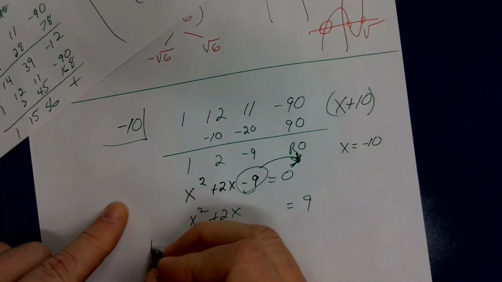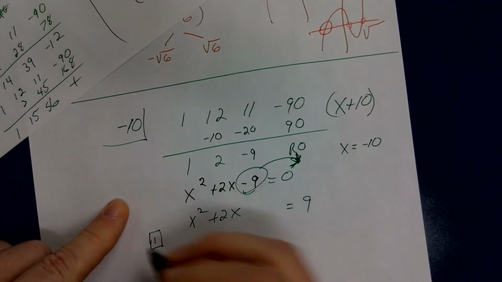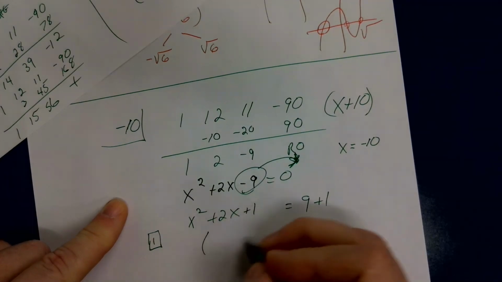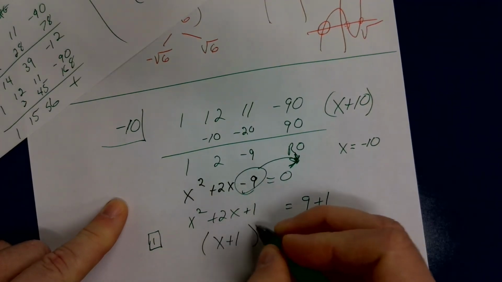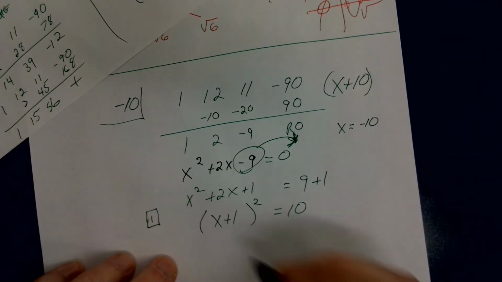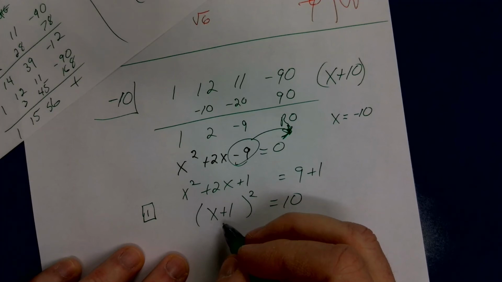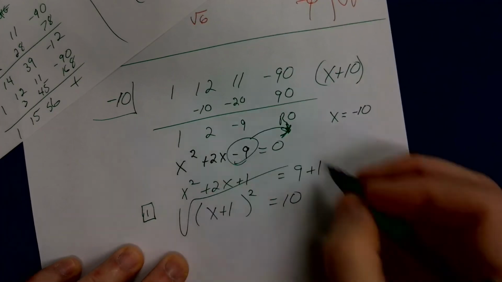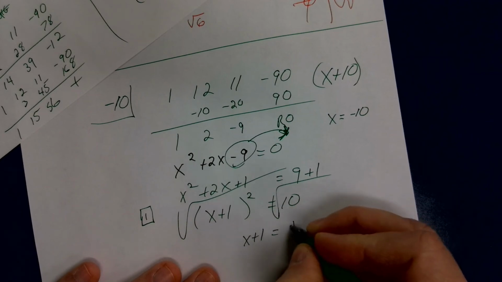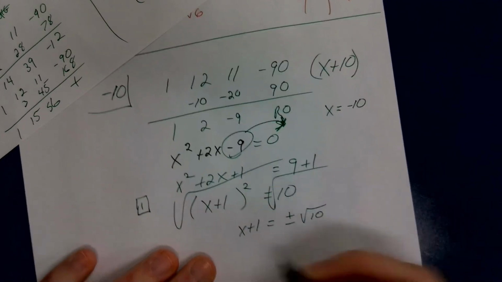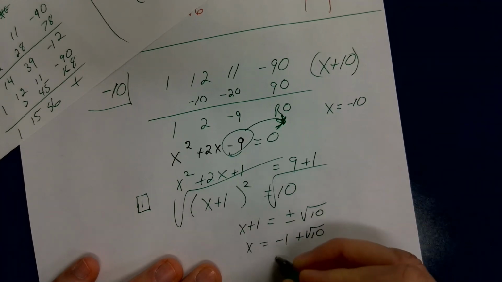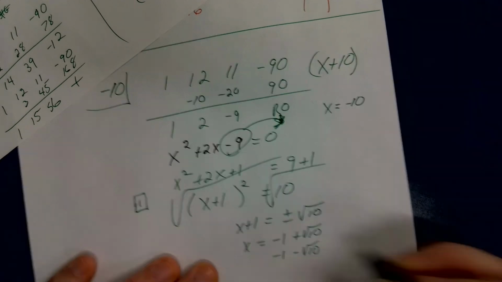Half of 2 is 1. Put it in my little square box, square it. Plus 1 to this side, plus 1 to this side. This factors into x plus 1 squared equals 10. Then what I do, I square root both sides, and x plus 1 equals plus or minus the square root of 10. X equals negative 1 plus the square root of 10, and negative 1 minus the square root of 10.